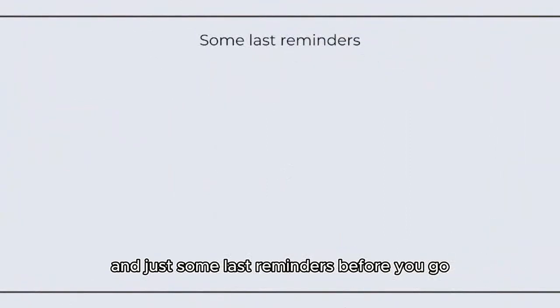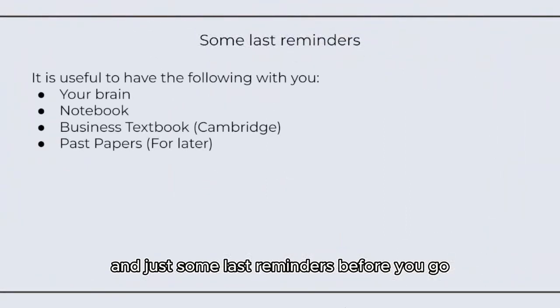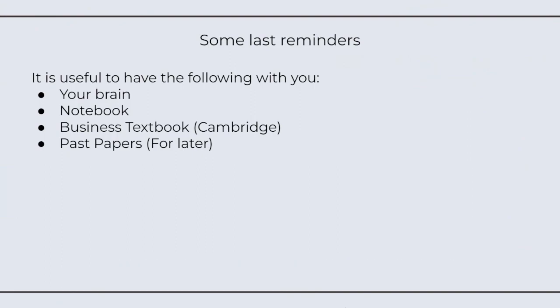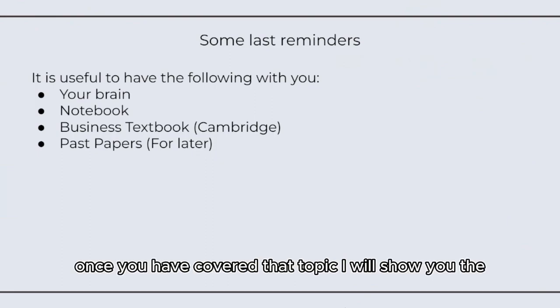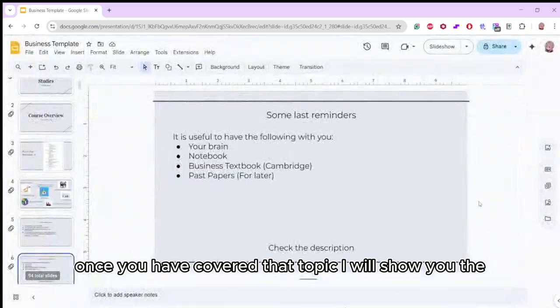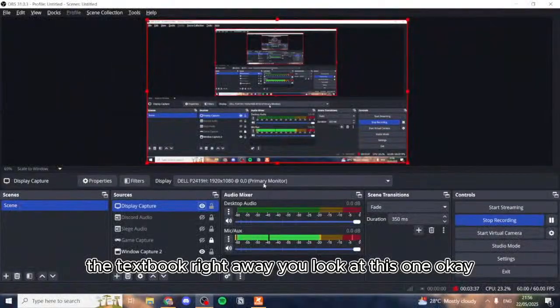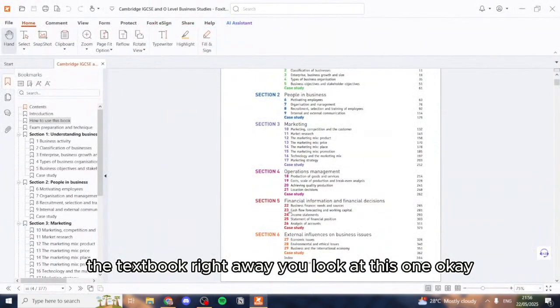And just some last reminders before you go. It is useful to have the following with you: your brain, notebook, the business textbook, the Cambridge textbook, and some past papers for later, or practice once you have covered that topic. I will show you the textbook right away. We look at this one.